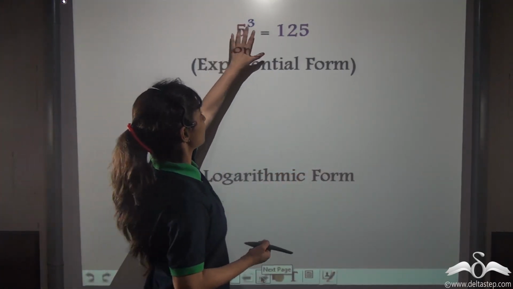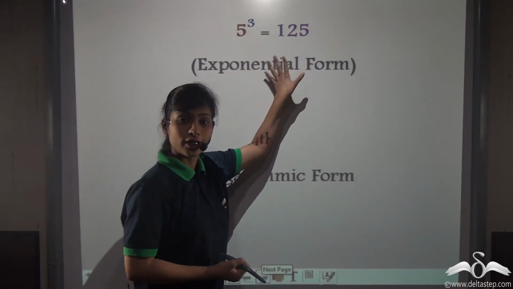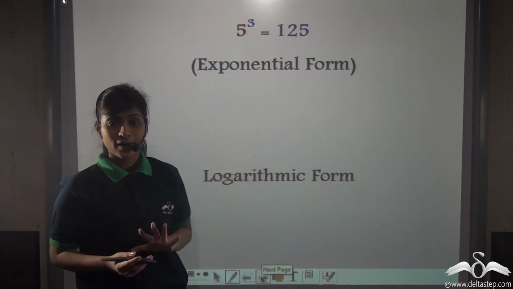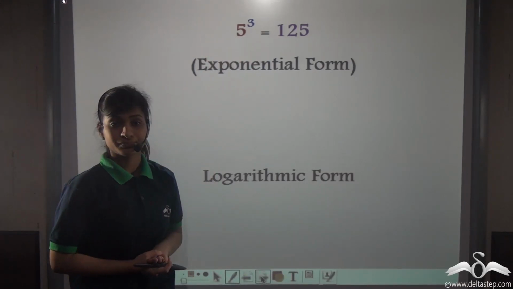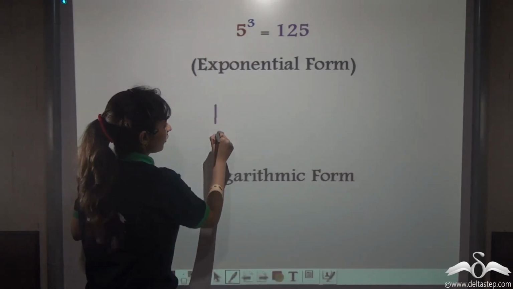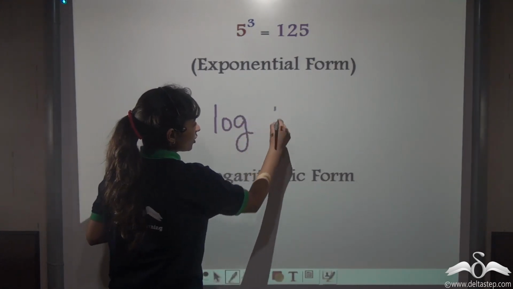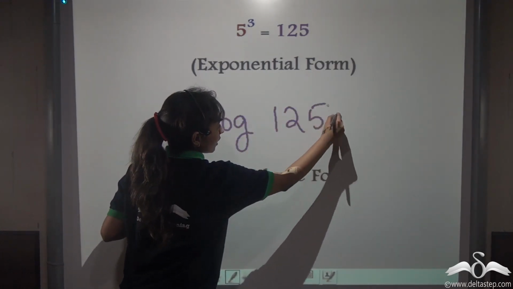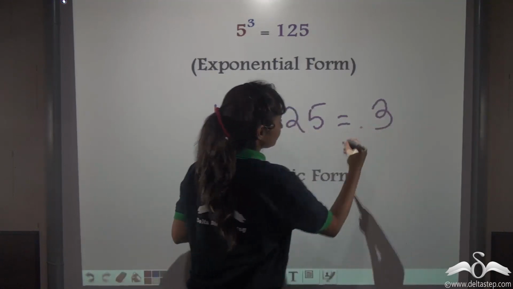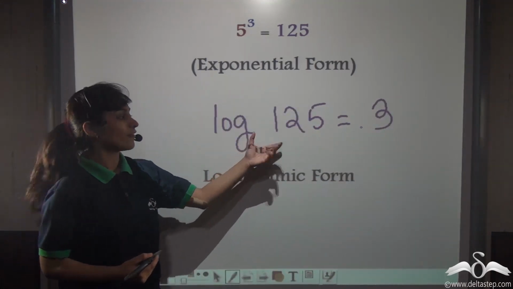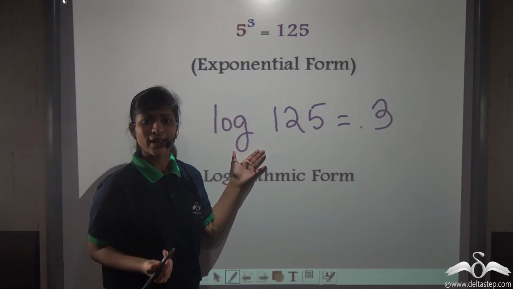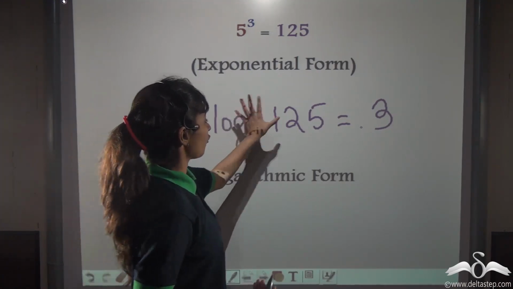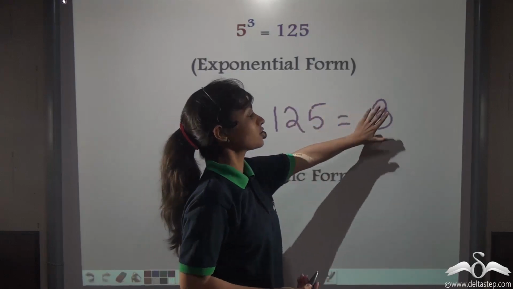Similarly, 5 to the power 3 is 125. We have already done this example, so you may be remembering this. Write the logarithmic form of this exponential form. Well, log of 125 is equal to 3. Do you agree with me? Have I written the right thing? Well, no? Why? I have written log of 125. I have written the correct answer also, 3.